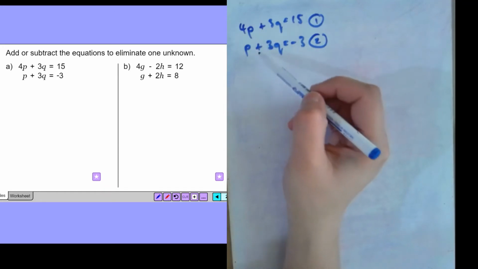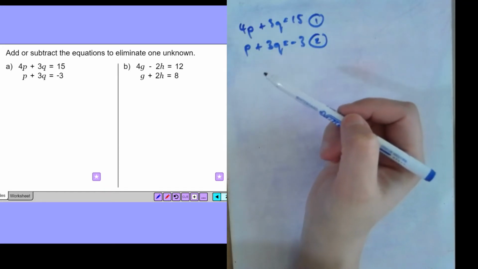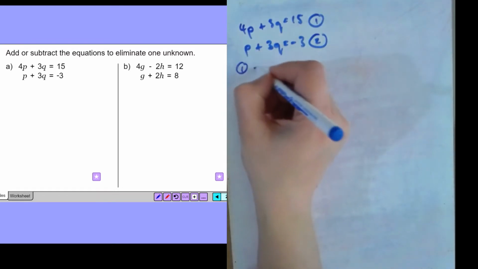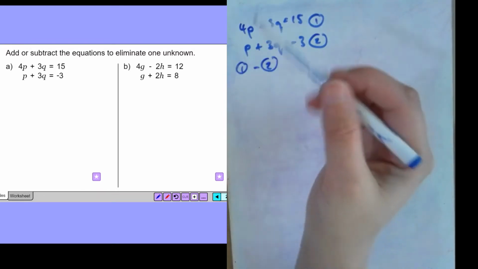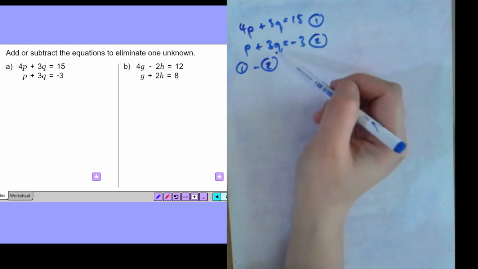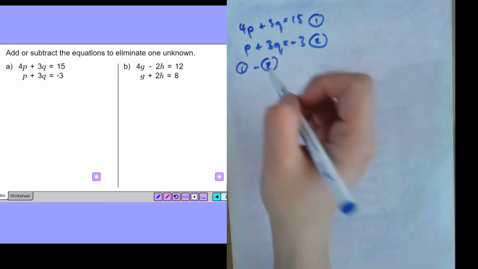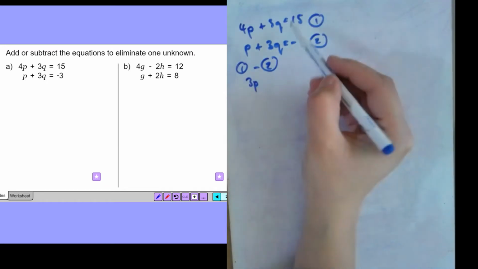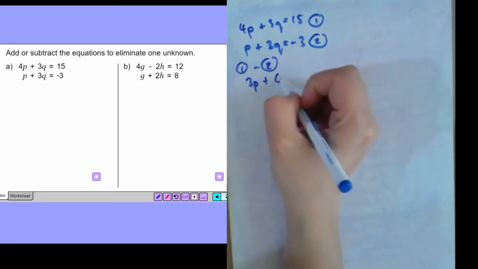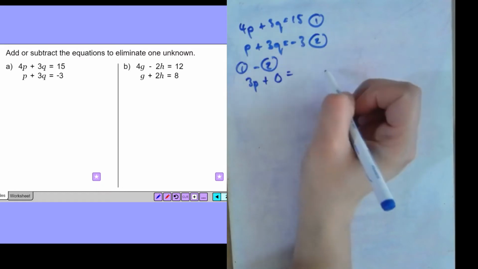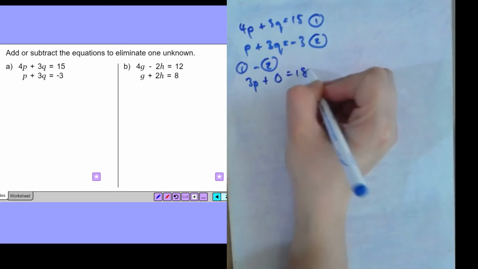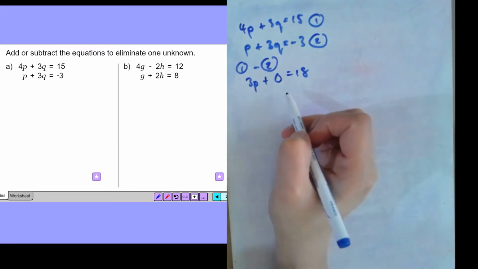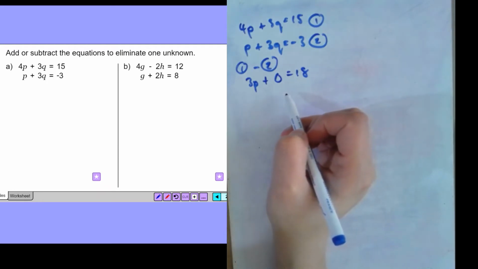Because they are both positive, the only way I can eliminate them is if I take one away from the other. So I'm going to do equation 1, take away equation 2. That will help me eliminate one of my variables, which in this case is 3q. So I'm going to do 4p, take away p is 3p. 3q, take away q is 0. And then you've got 15, take away -3, which is 18. Obviously, I've just put the 0 in there for your sake. You don't necessarily need to include it.